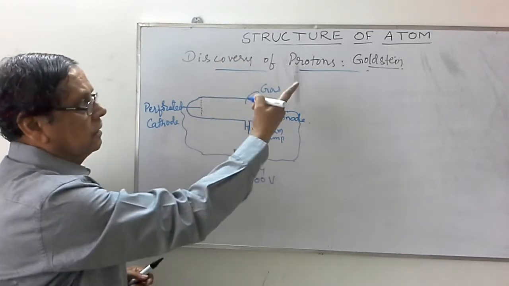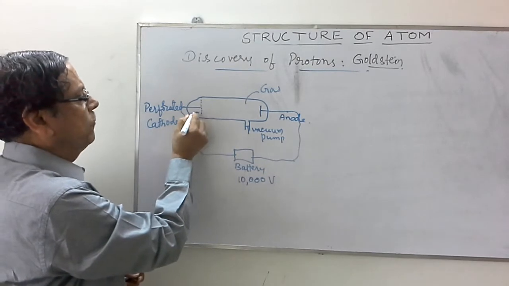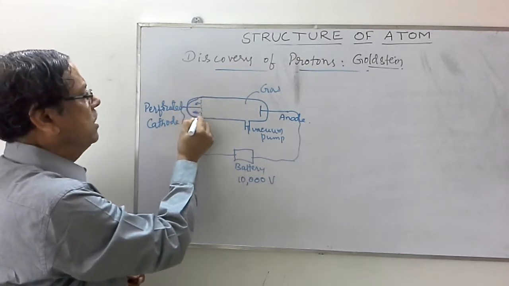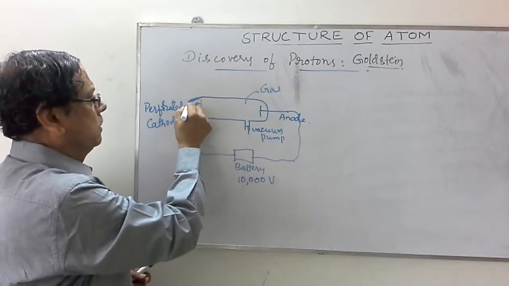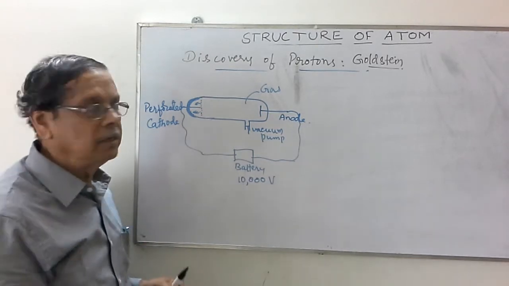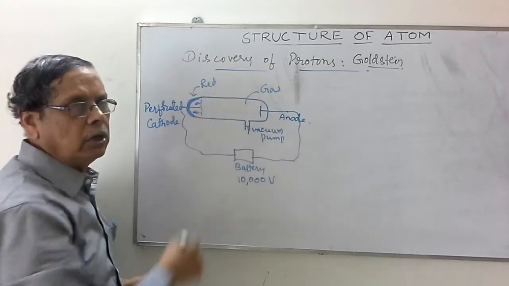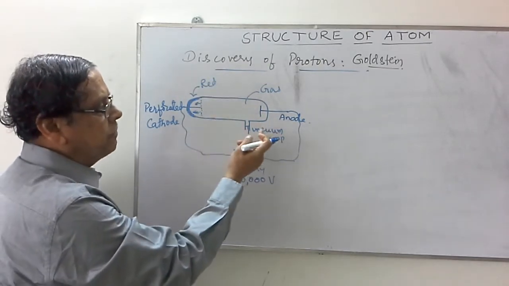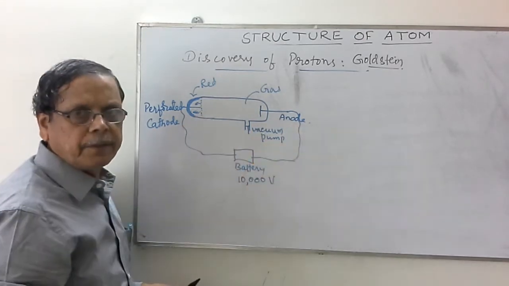Goldstein observed that some radiations are passing through this perforated cathode, and they illuminate the discharge tube coated with the zinc sulfide screen. So this actually glows, with a red glow. That means when we observe the movement of the particles from cathode to anode, it is the cathode ray.